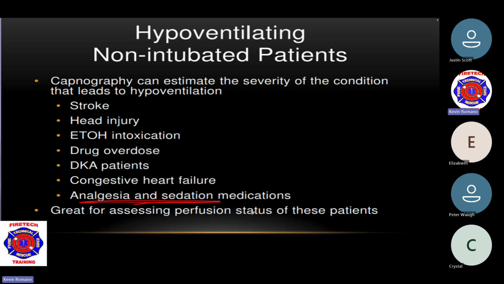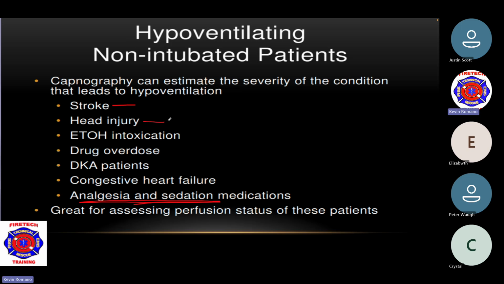Great for assessing perfusion status of these patients as well, right? So like stroke, head injuries, and is the patient breathing appropriately. One of the things with stroke patients, or they have a head trauma, let's say a TBI, traumatic brain injury, and they have a significant bleeding, whether it be an epidural, subdural, subarachnoid bleed in the brain, right? If it's bleeding, it continues to bleed, right? So how are we going to be able to measure this kind of stuff? Well, we don't know how much pressure is in the brain, right? We don't have the ability to measure that unless you're doing critical care transport.